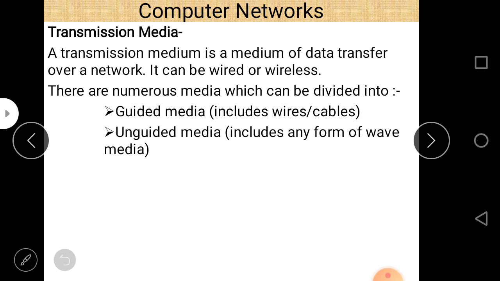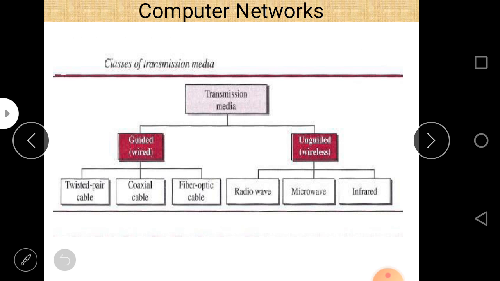Our next topic is transmission media. A transmission medium is a medium of data transfer over a network, and it can be wired or wireless. There are numerous media which can be divided into two basic categories: guided media, meaning wired, or unguided media, meaning wireless. In easy terms, wired or wireless. In this lecture we are going to discuss only guided media. In our next lecture we will discuss unguided media.